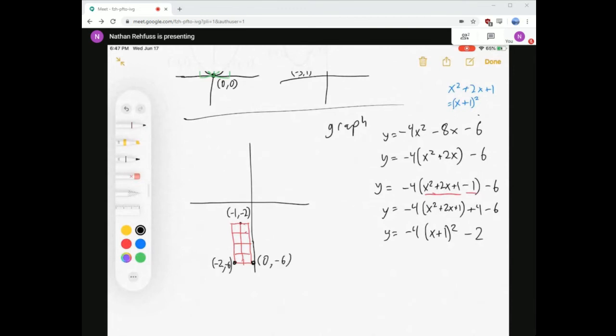And this parabola is going to be real skinny. Going to look like that. Okay? So that's how we graph parabolas.